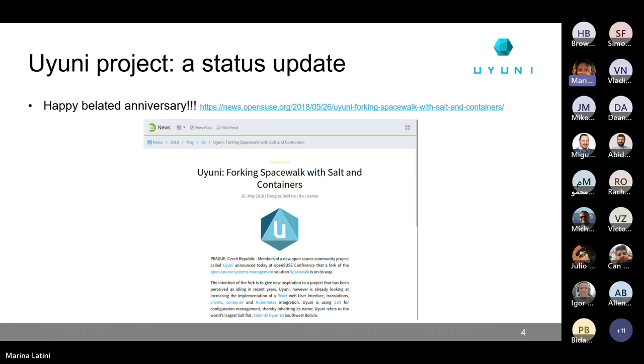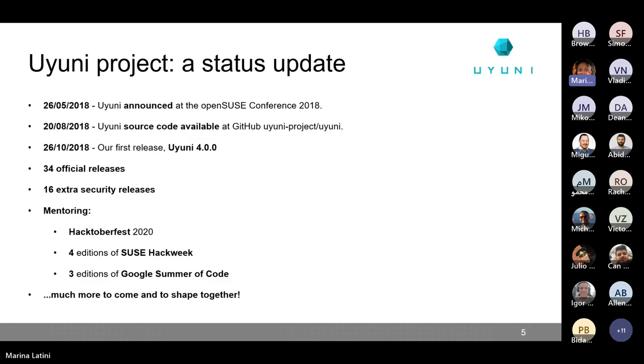And looking at some numbers, some details. So we had on May 26, as I mentioned, the first announcement of Uyuni, and the announcement was done at the openSUSE conference. Then on the 20th of August, same year, the source code was made available.